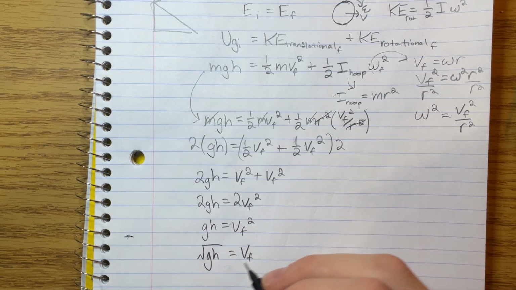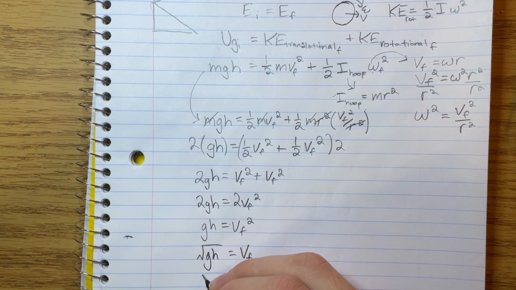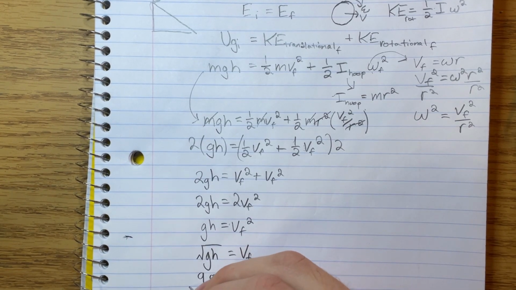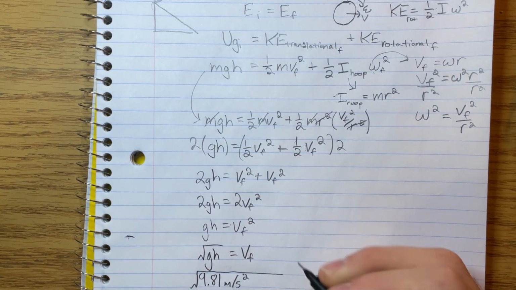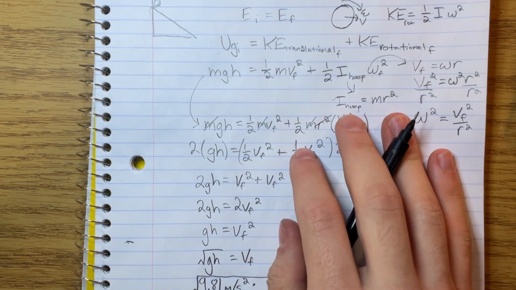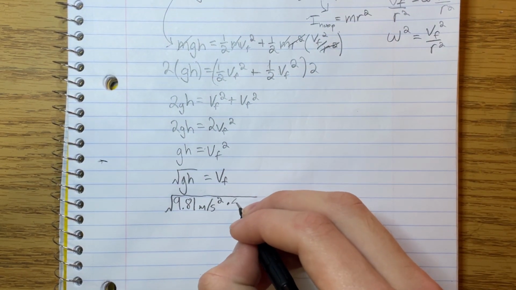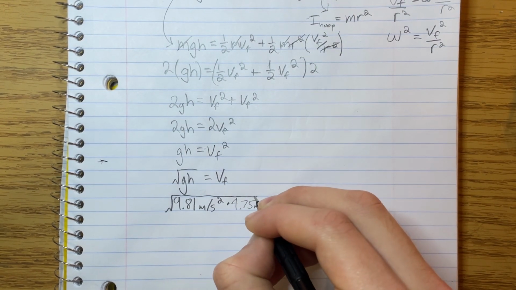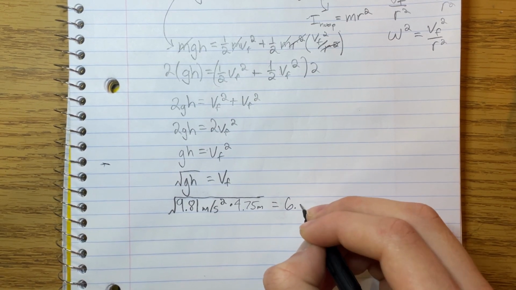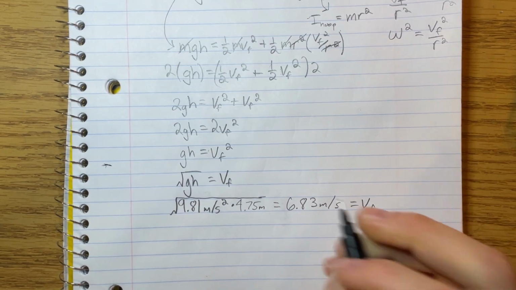And so what's g? g is gravitational acceleration. So it's going to be 9.81 meters per second squared. And we're multiplying that by the height. And we're given the height in the original problem. It's 4.75 meters. Times 4.75 meters. And that's all under the square root. And when you calculate that out, you get a final velocity of 6.83 meters per second.